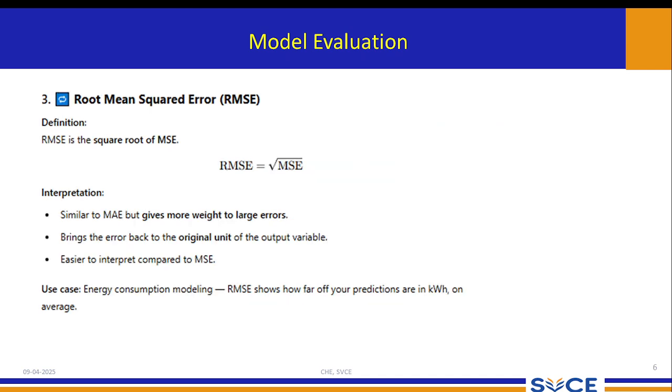What is root mean square error? Root mean square error is the square root of mean square error. The interpretation is similar to mean absolute error, but gives more weight to the large errors. But here it brings the error back to the original unit. If you see mean square error, it becomes squared, and root mean square error comes back to the original unit of the output variable. Easier to interpret compared to mean square error.